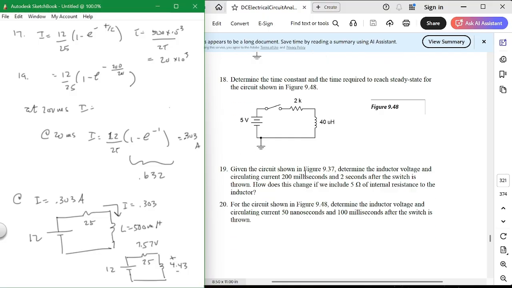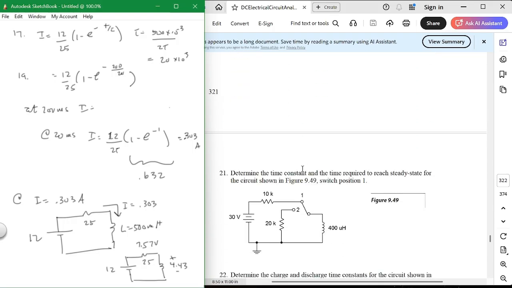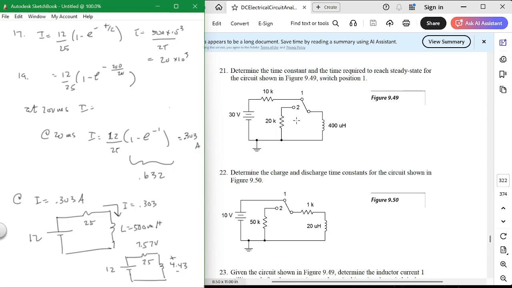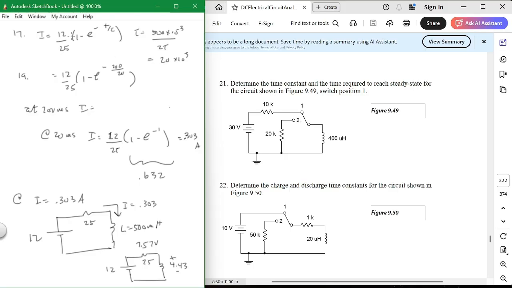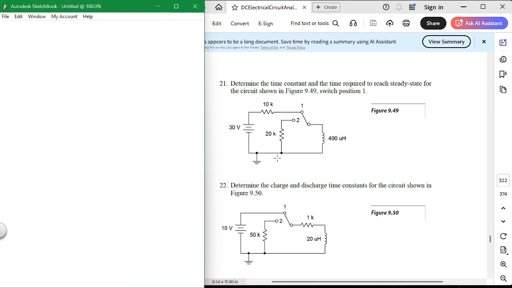All right, number 18, same thing, same song, second verse, and then 19 and 20. Now, what else can I do to make this more complicated? Well, I can do this. This is the same thing, only here we have both. This is the same thing we had with capacitive circuits, except now this is an inductive circuit, okay? So here in 21, it asks for the time constant in switch position 1, and then when you switch to position 2, what would be the time constant? So I'm just going to do it both ways.